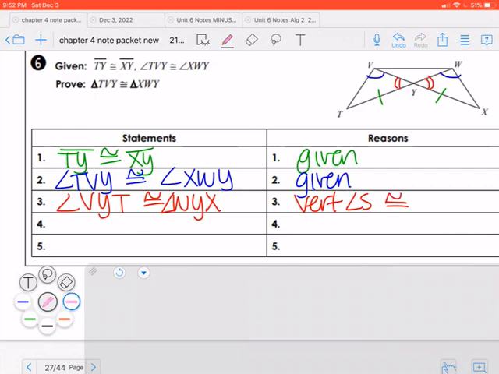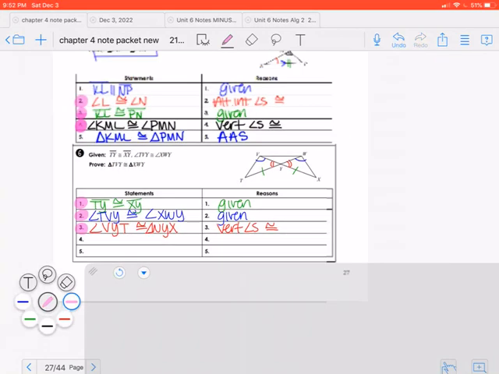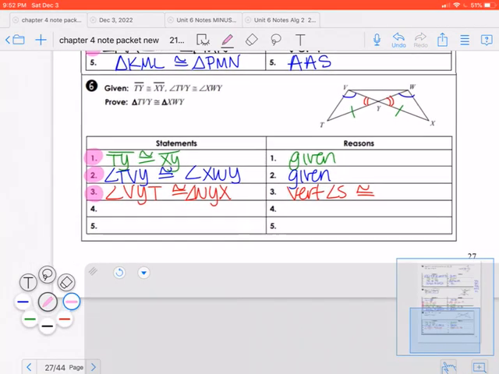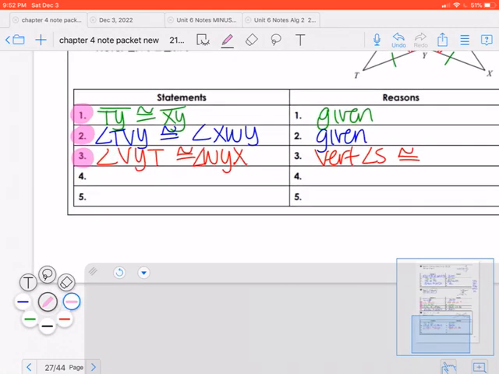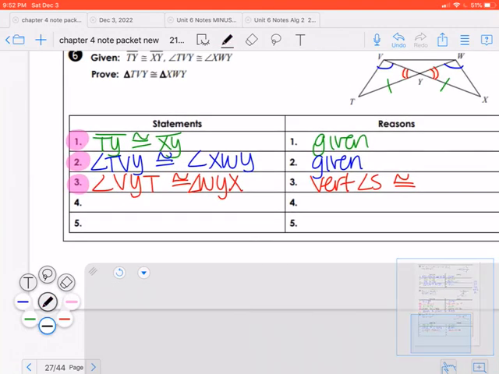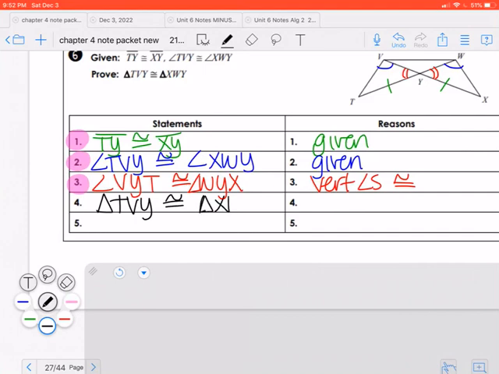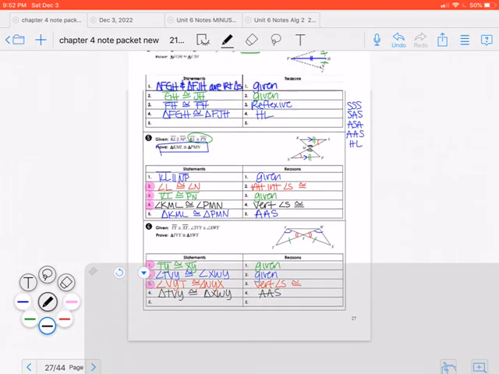And so we have angle, side. Again, didn't we just use another angle, side on this one. So, statement 4, triangle TVY is congruent to triangle XWY by angle, side. Oops, just put angle. All right, you guys, that is it for today.